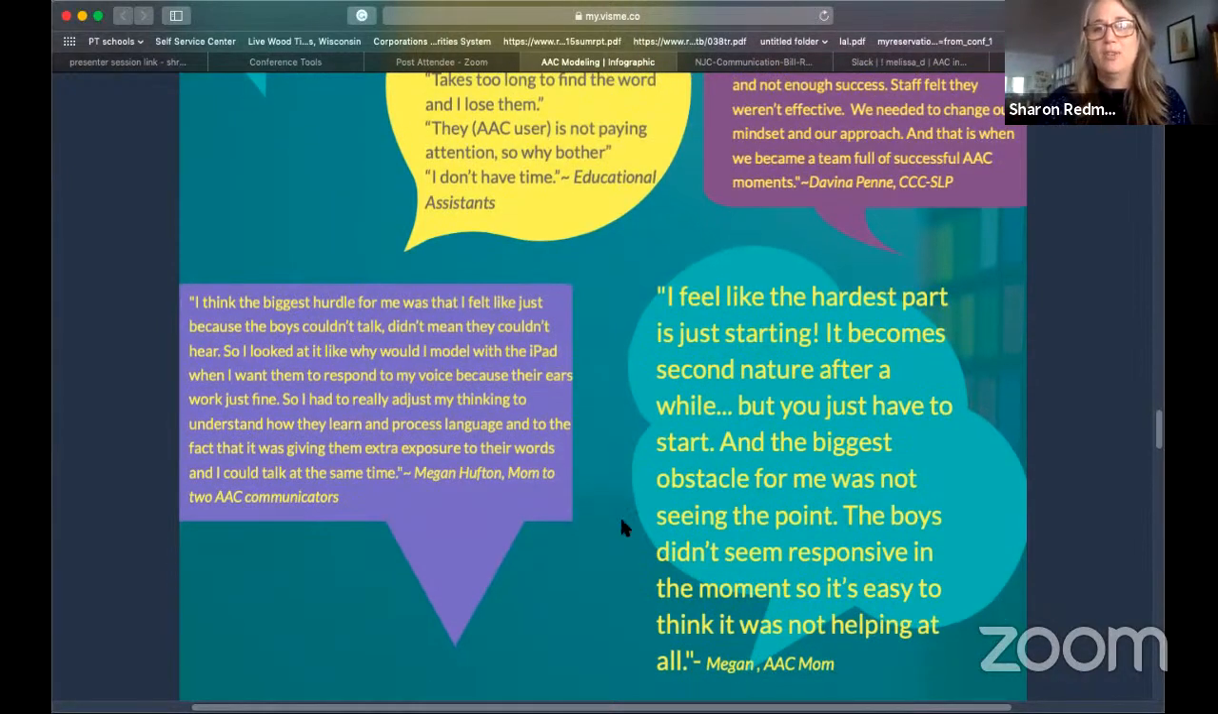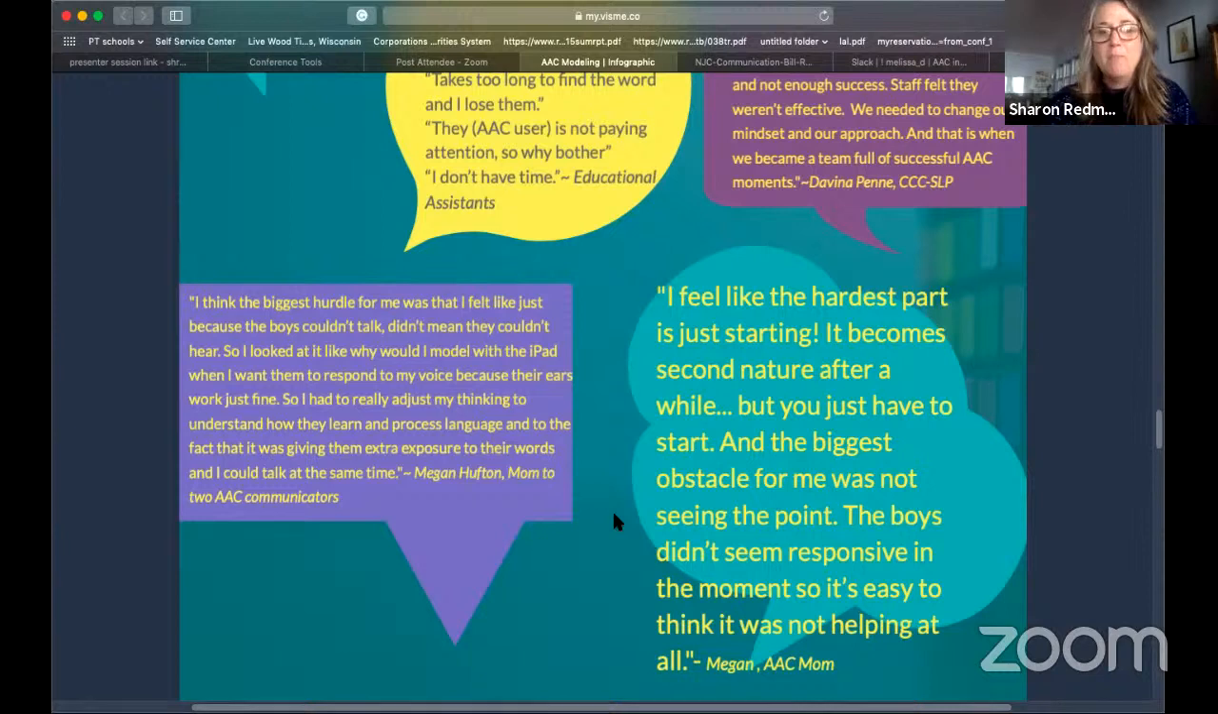So Megan also said she felt like the hardest part is just starting. She's like, it becomes second nature after a while. And I think that's where those of us that have been modeling for a long time, that gap kind of starts. I've been doing this for a long time, so it's so second nature to me and it feels so easy. But I have to remember, in the beginning when we started, it wasn't that easy. So, you just have to start.